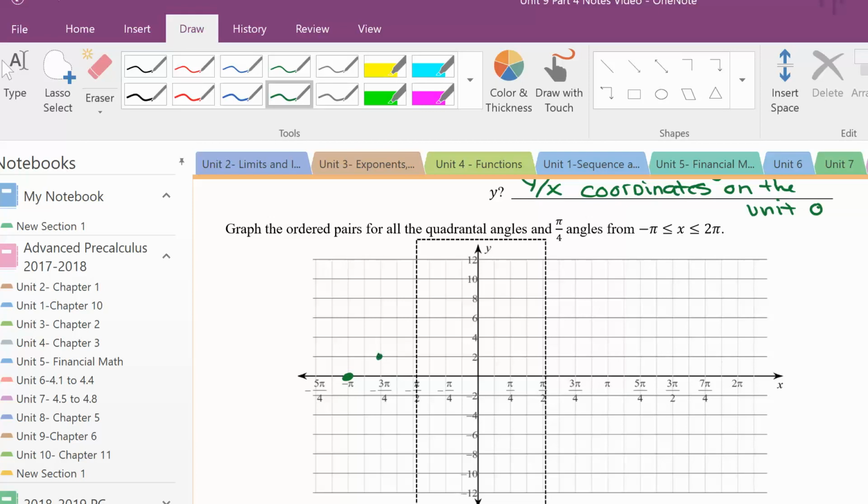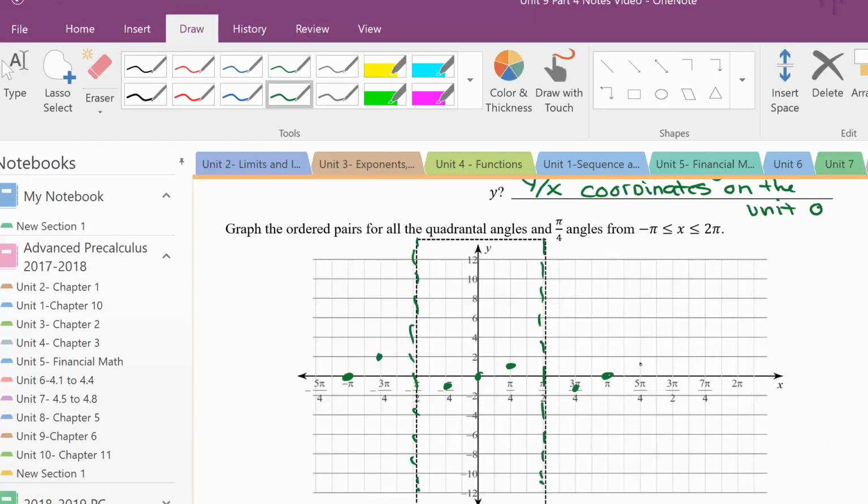Negative 3 pi over 4 is positive 1. Negative pi over 2 is undefined, so you'd put a vertical asymptote. Negative pi over 4 is negative 1. At 0, it is 0. At positive pi over 4, it's positive 1. And at pi over 2, there's a vertical asymptote. Then 3 pi over 4 is negative 1. Pi is 0. 5 pi over 4 is 1.